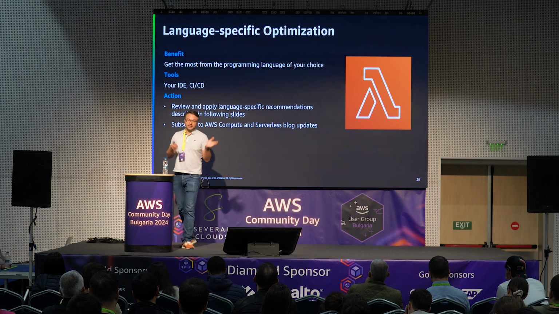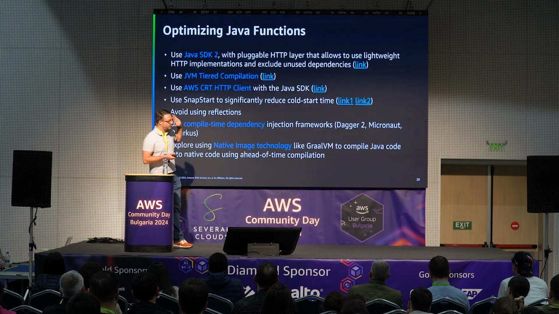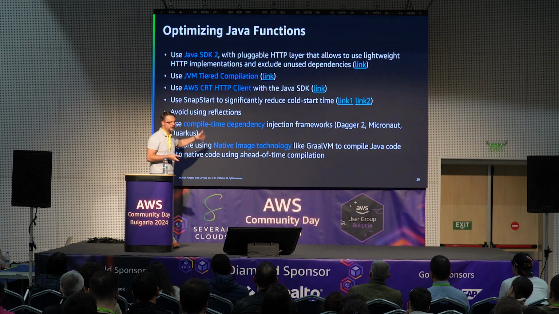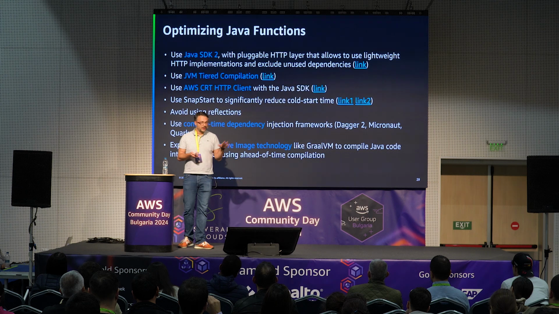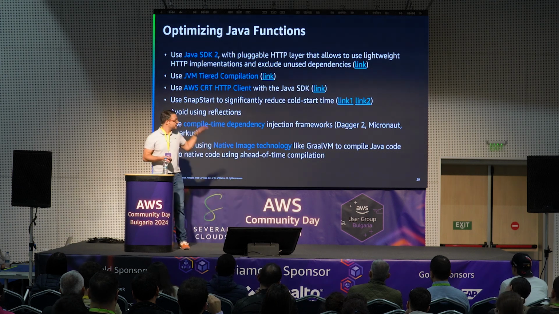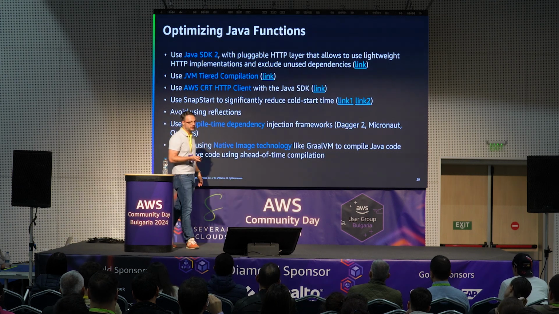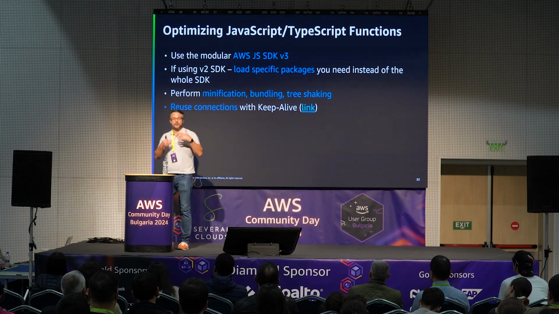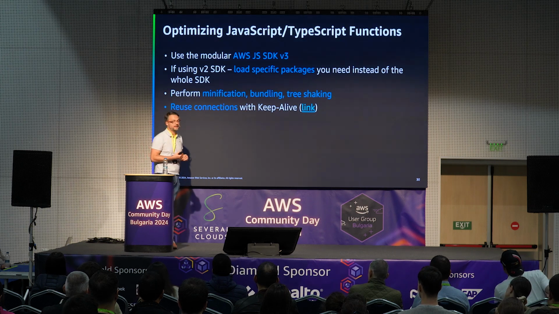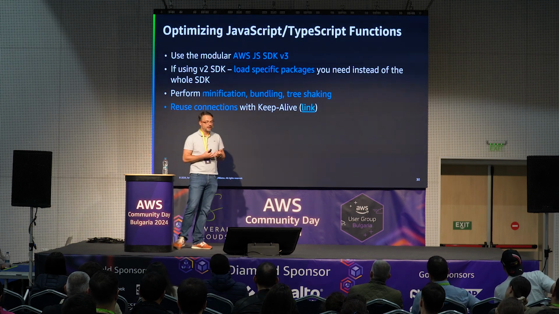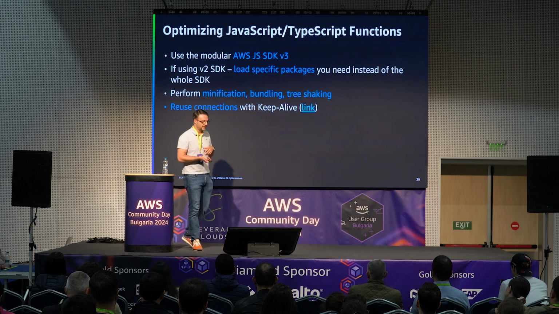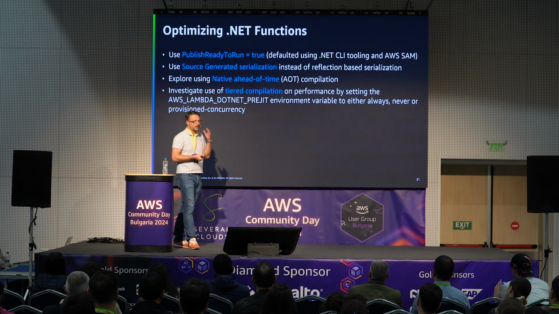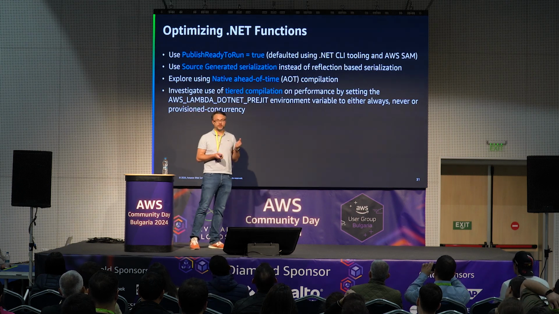And of course, there are some language-specific optimizations. For example, I won't spend much time on each specific recommendation, because it will take a lot of time. But for Java, there are certain recommendations. For TypeScript and JavaScript, there are additional recommendations. Of course, use the latest SDKs, usually they perform better and take fewer resources. For .NET, again, there are additional recommendations.